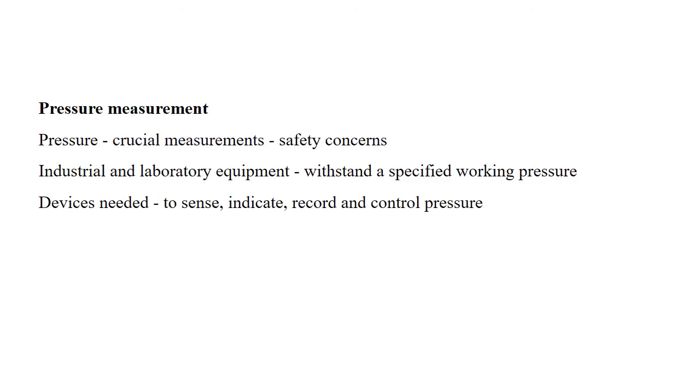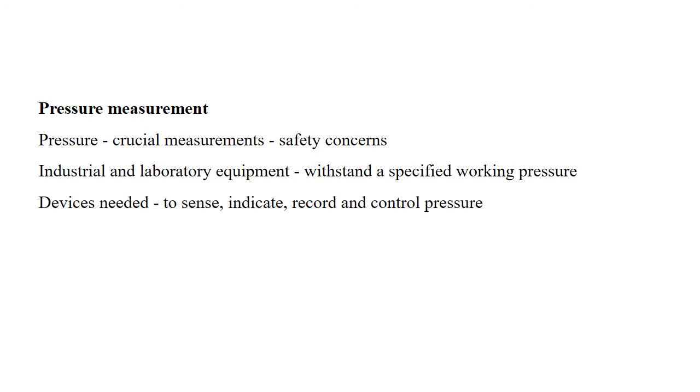The next variable which has to be measured and controlled in a fermenter is the pressure. It is one of the crucial measurements that should be done in a fermenter, especially due to safety concerns. Industrial and laboratory fermenters are designed to withstand a specific working pressure. So, the equipment should be fitted with devices that will sense, indicate, record and control the pressure. The measurement of pressure is also important in sterilization of the fermenter.